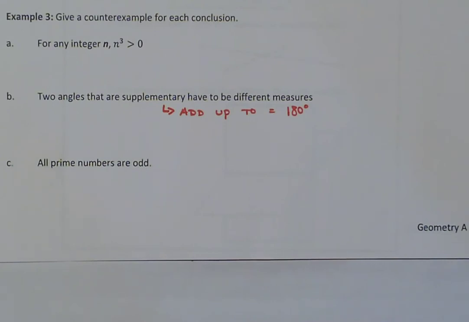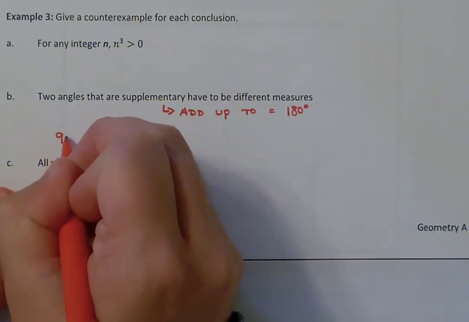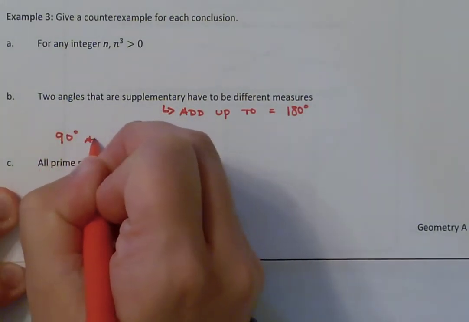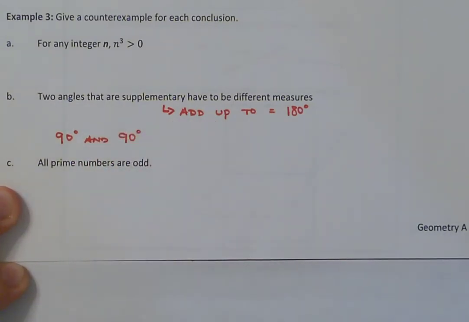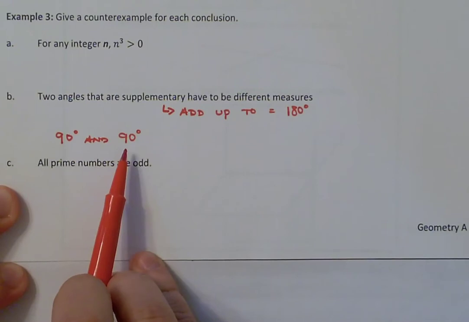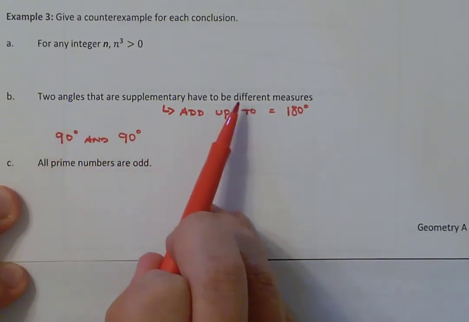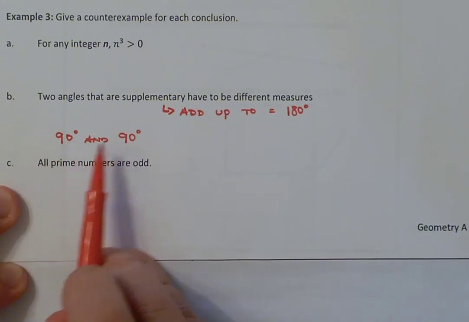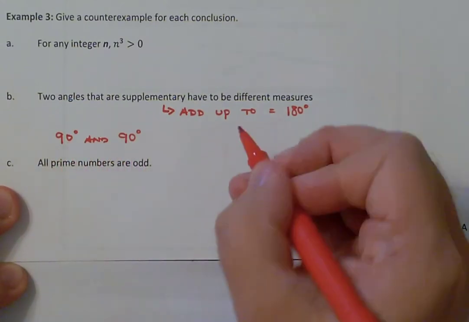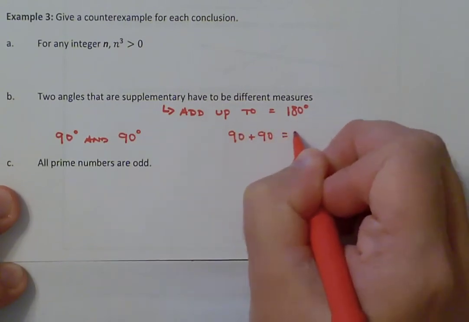Well, in this case, the counterexample would be 90 degrees and 90 degrees, because they're two different angles. Okay, so they're two angles, and they're supposed to have different measures. Well, these two are two different angles. They have the same measure, and last I checked, if you did 90 plus 90, you got 180.